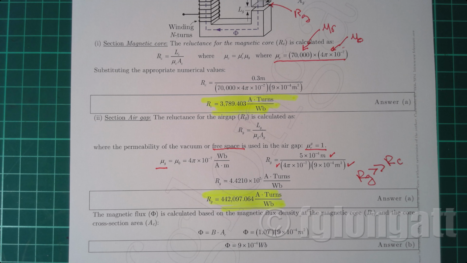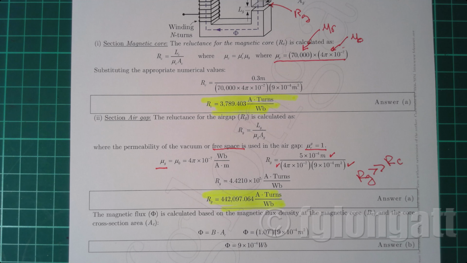And that is because the magnetic core has a high relative permeability, and that means it easily allows the magnetic flux to move through. That is not the case for the air gap. The air gap is the vacuum or free space, so in that sense the magnetic properties are really poor. So as a consequence you will have a reluctance that is extremely high.